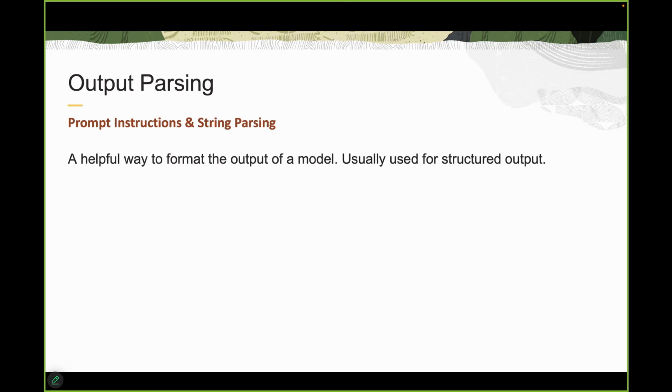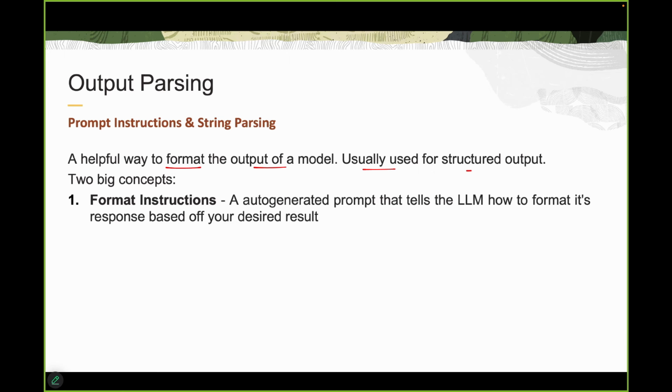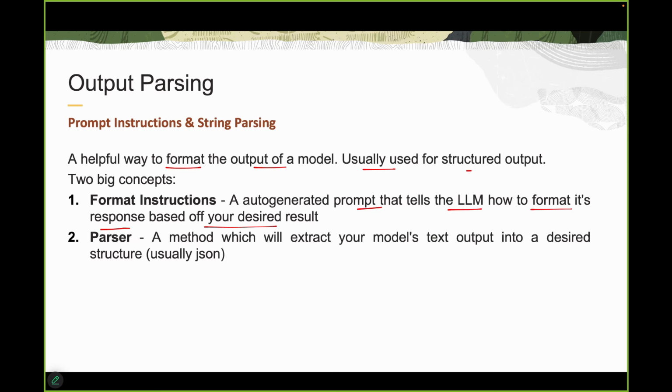Output parsing, prompt instructions and string parsing. This is a helpful way to format the output of a model, usually used for structured output. Two big concepts here. One is instruction for formatting: an auto-generated prompt that tells the large language model how to format its response based off your desired result. Second is the parser, the method which will extract your model's text output into a desired structure, usually JSON.